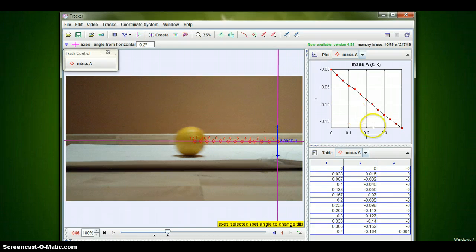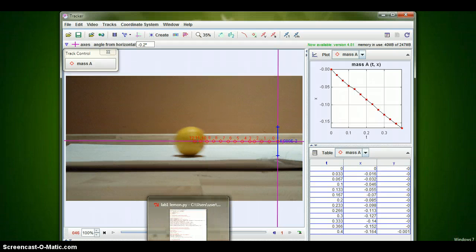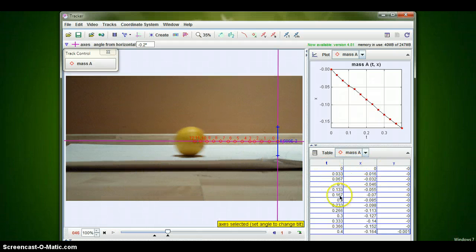As you see here, the motion and the graph as shown in Tracker is approximately linear, but for sure there is some difference because of some reasons in the motion. It's not exactly motion on the x-axis, and it will have for sure some difference from the linear motion. This is the table that Tracker created for this motion.